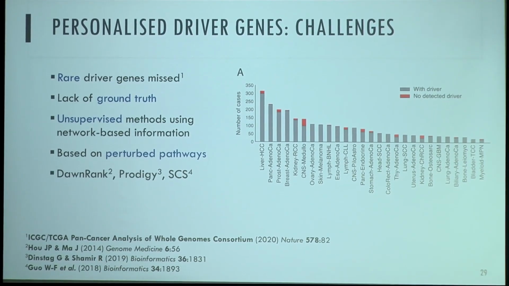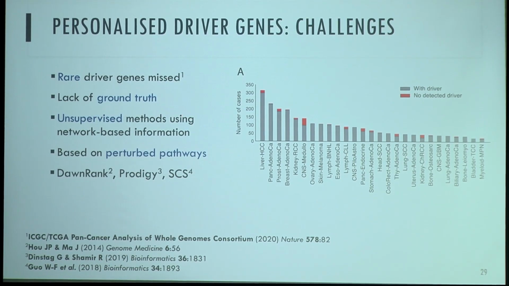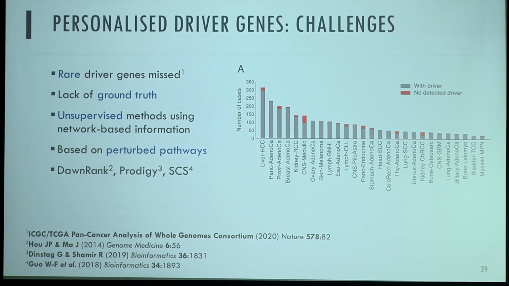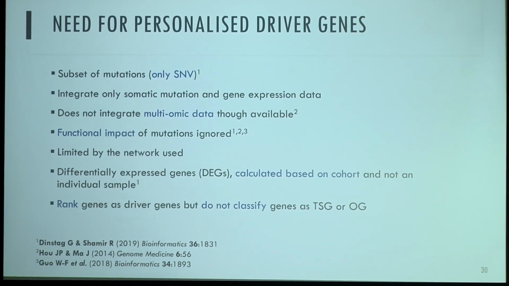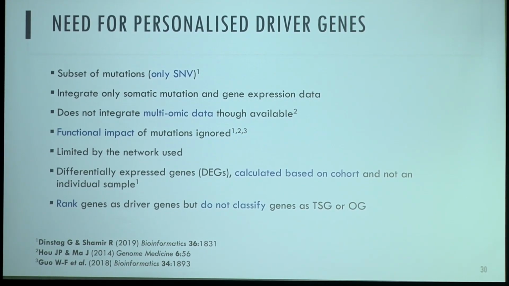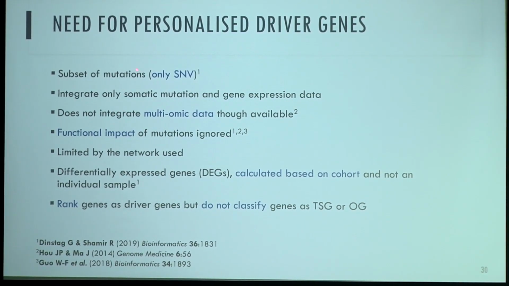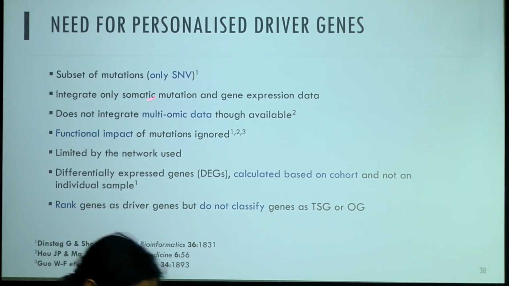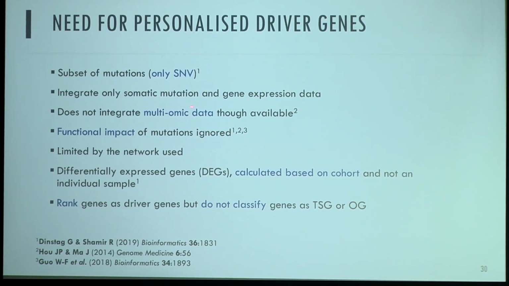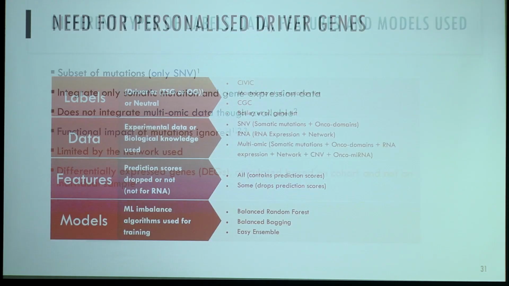And there is a lack of ground truth as well, and a lot of the methods just use unsupervised methods to try and rank genes based on their importance. We took a different approach here. We used a supervised learning method, and importantly, we also used multiple kinds of omic data. So we used not just SNVs, we also looked at gene expression data, network data and so on, and differentially expressed genes, not just based on cohort, but on individual samples. So we used a lot more data than is normally used in these studies.